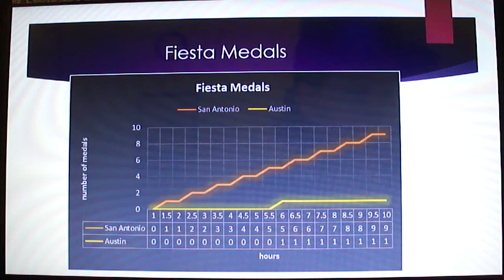I feel that the absolute advantage for Fiesta Medals Austin is that they only have a minimum purchase of 25 medals. This gives them a comparative advantage for people who only want to order a small amount of medals and not 100 or more.